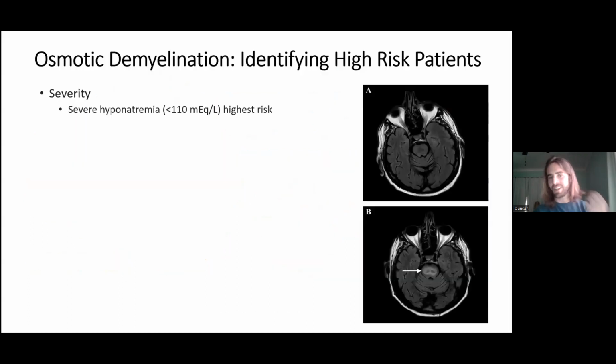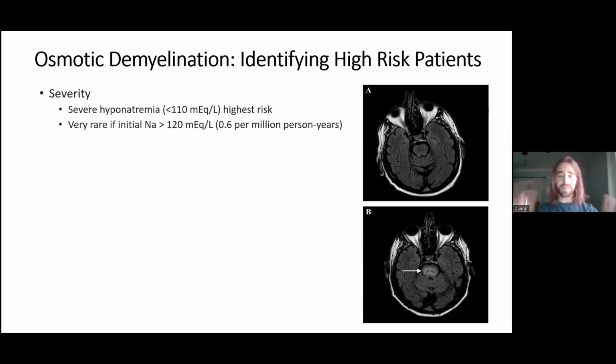So in identifying high-risk patients, the more severe, the higher the risk. Severe hyponatremia, less than 110, is the highest risk. And to reassure you guys, it's very rare if the initial serum sodium is above 120. All this is a little tricky because these are based on case reports and it's tough to know exactly, but you can feel a little more reassured that if the sodium is starting at greater than 120, it's much less likely for this to happen. And so this is why, for example, we typically manage patients with a sodium of less than 120 in the ICU.